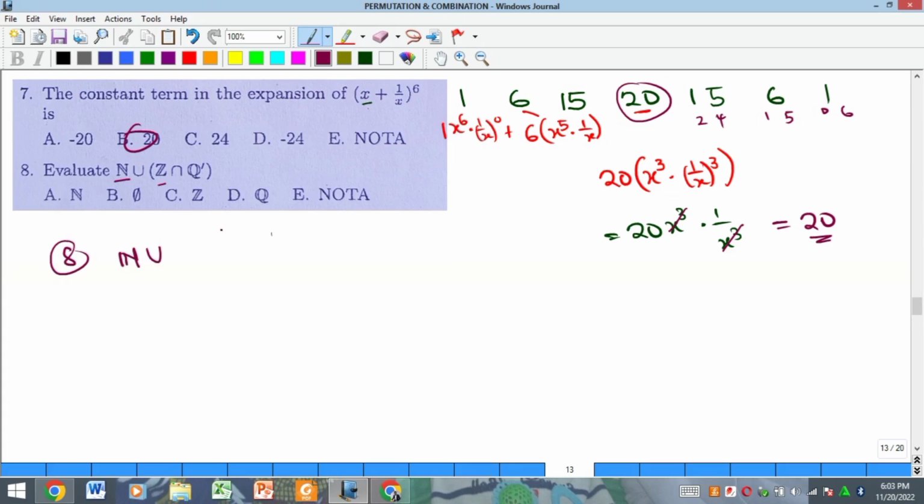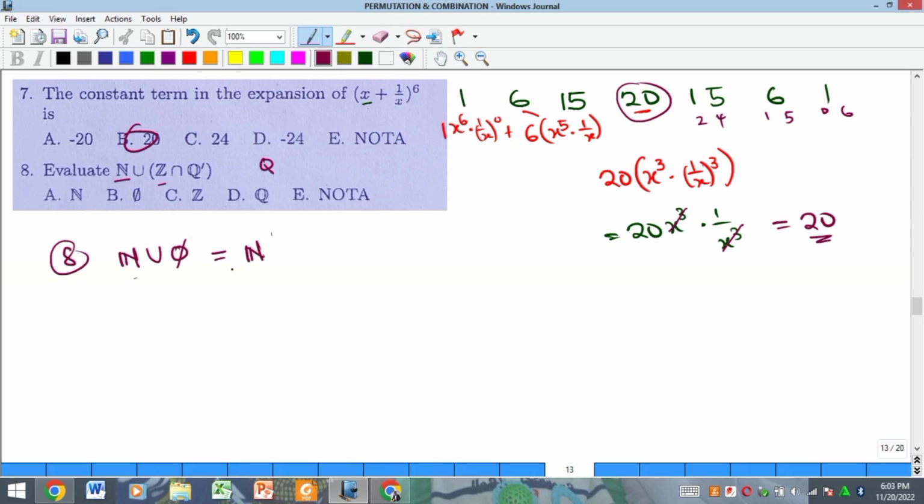What is the intersection of Z and Q prime? Remember, Z is contained inside Q. That's irrational numbers. But Q and Q prime are completely disjoint. And so what that means is that anything contained under Z cannot be inside Q prime. And so their intersection would definitely be an empty set. Okay, so when you now take the union of N and the empty set, you will get N.